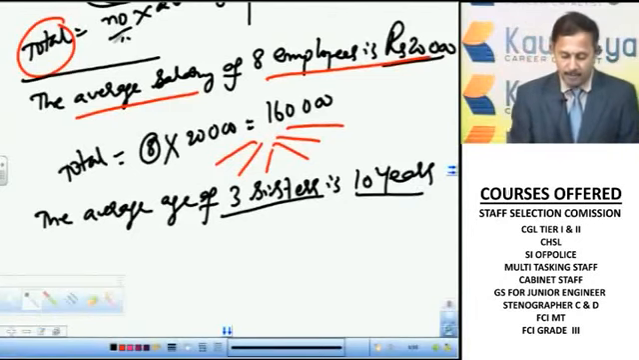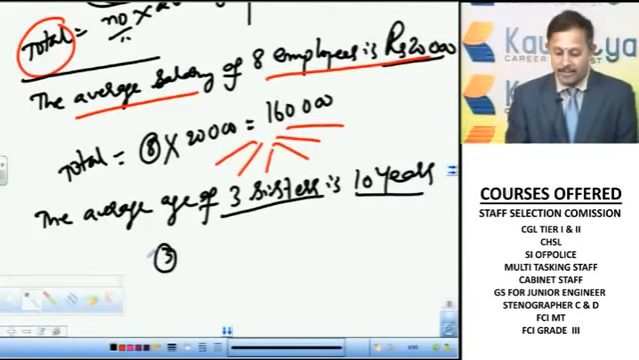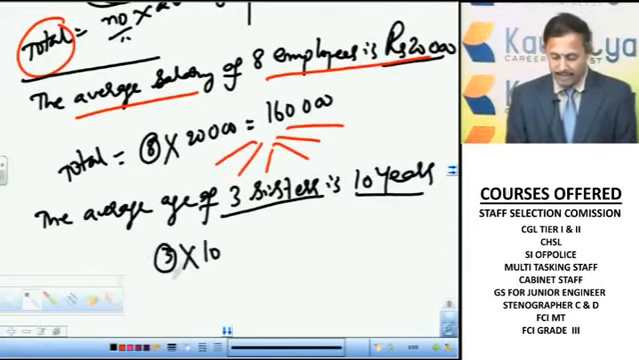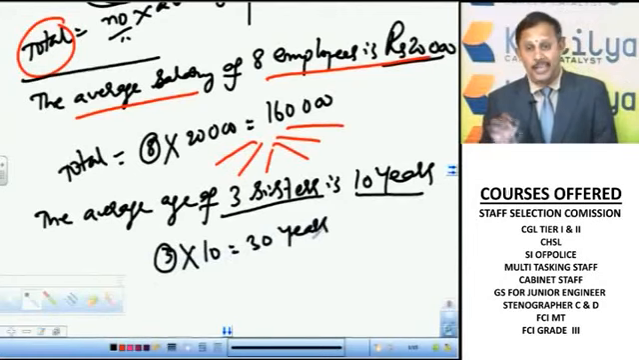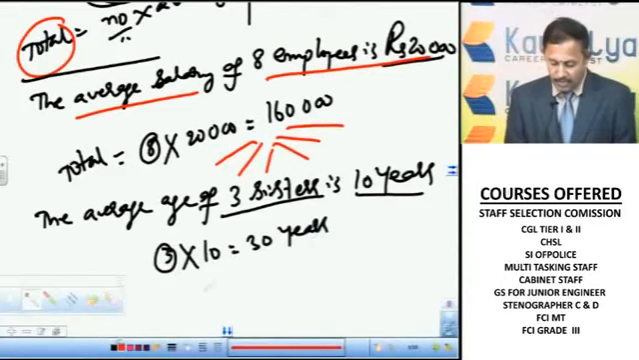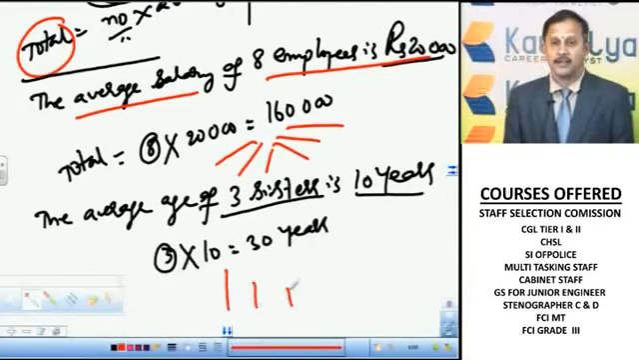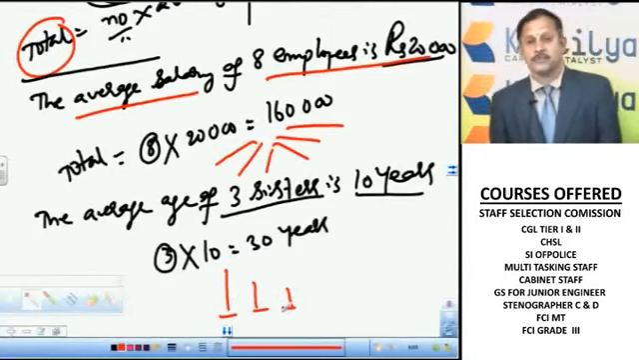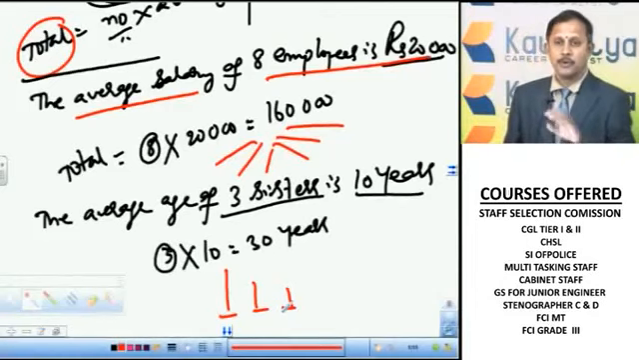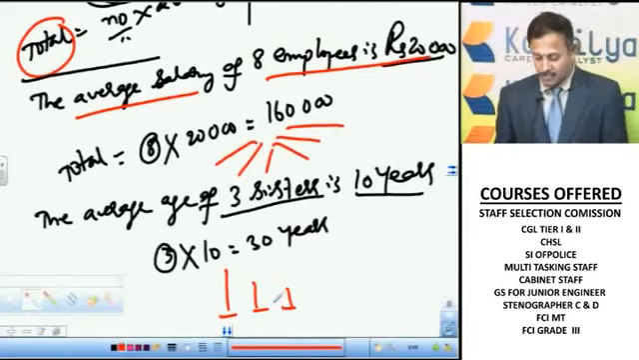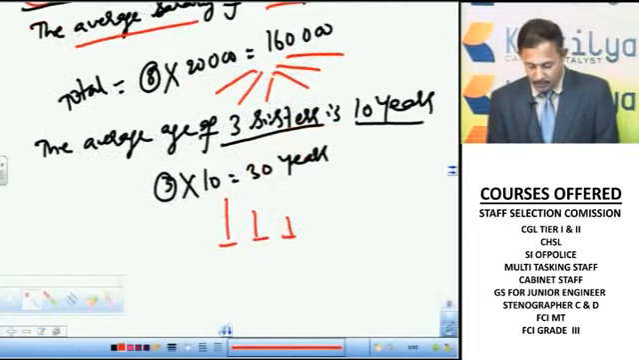So here the number of candidates is 3 and their average is 10. So number into average gives the total age of all the 3 members together. So here we can get the total age of 3 candidates as 30, but we are not particular about the age of the individual. So this is the second formula, right? The first formula is average is equal to total by number of elements. The second formula is total is equal to number into average. Next, one more example.